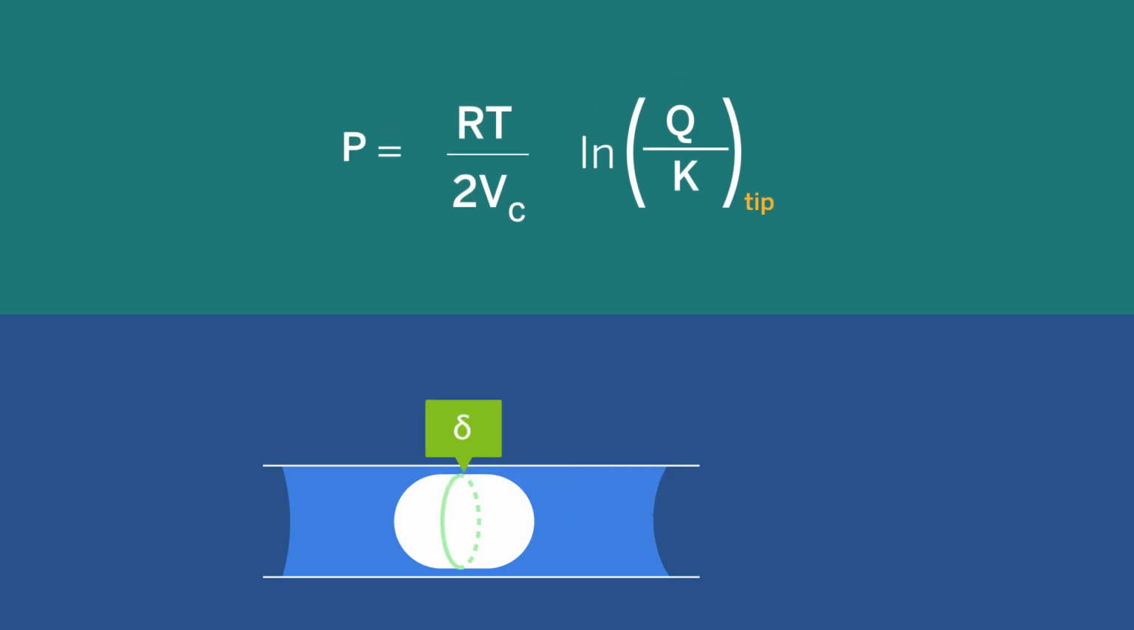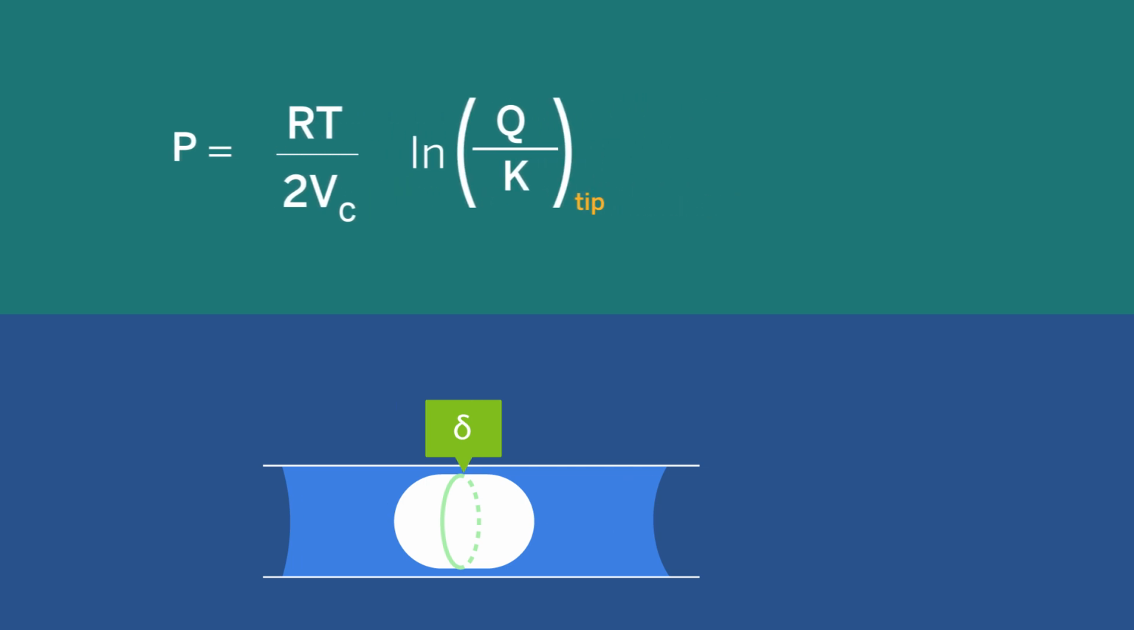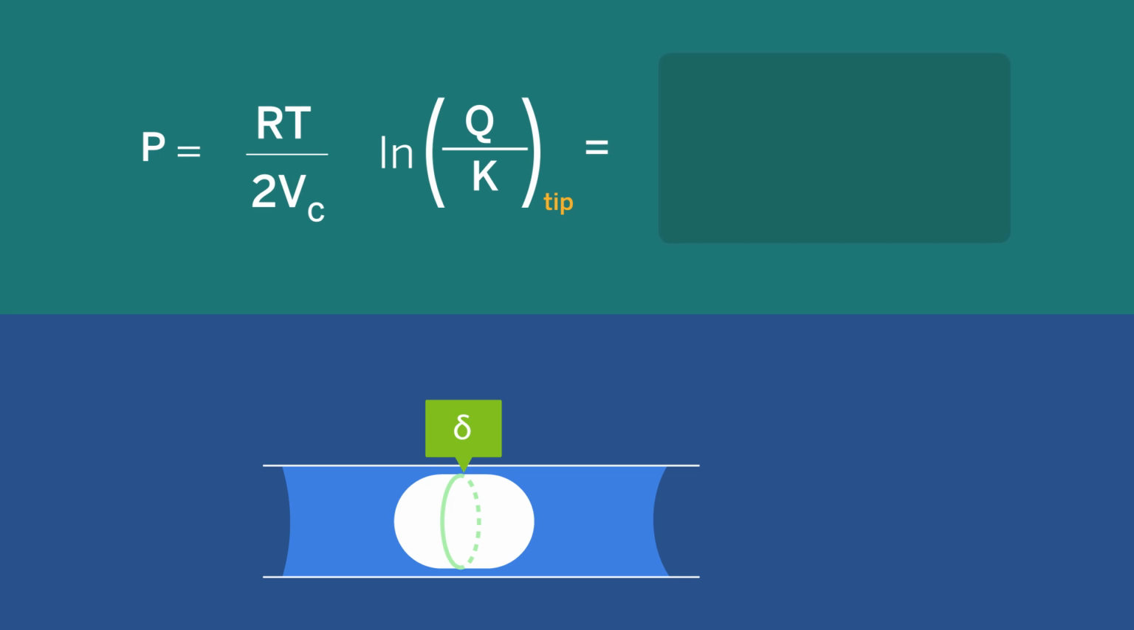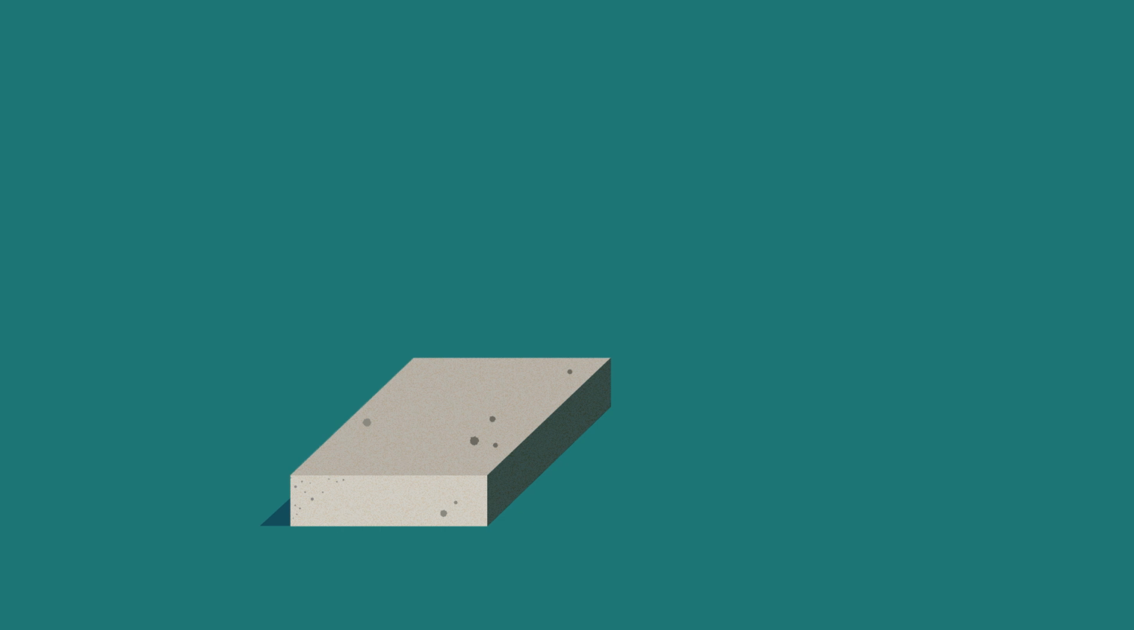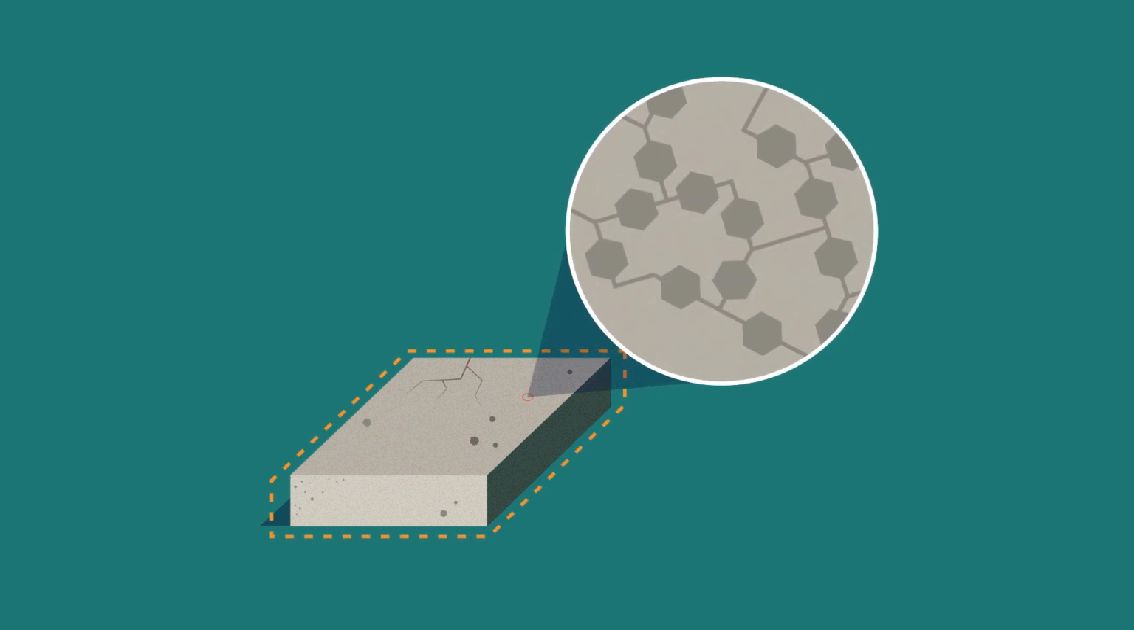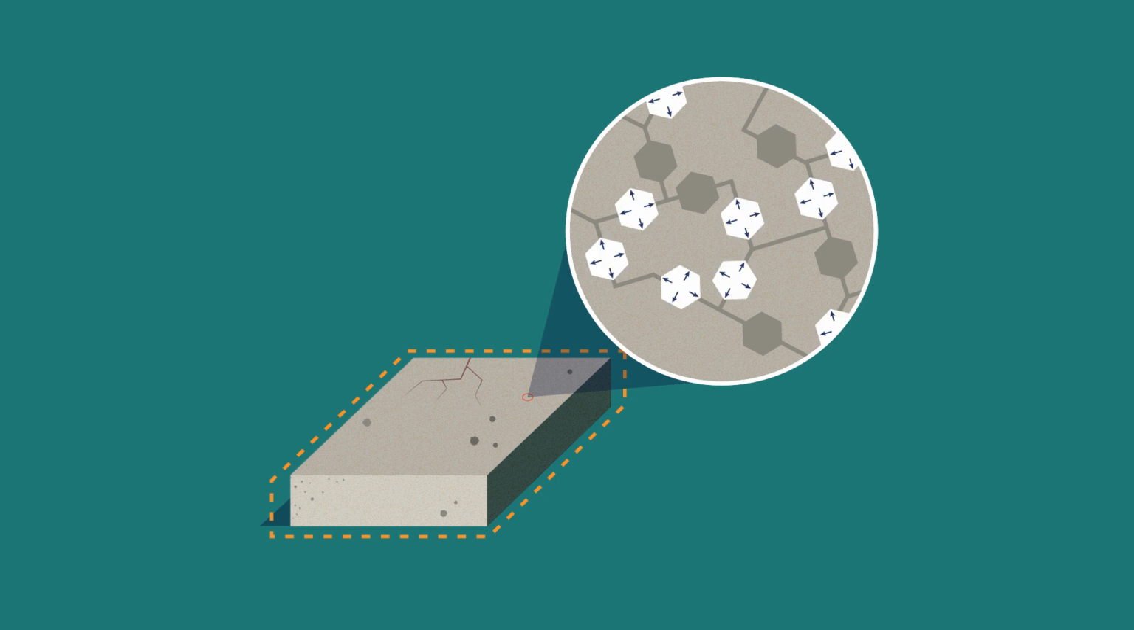This pressure can also be expressed in relation to the pore size of the connecting channels. Substituting our previous expression for the supersaturation at the tip, we get that P equals RT over 2 VC times 2 gamma CL VC over RT times (RE minus delta), which simplifies to gamma CL over (RE minus delta). Importantly, the macroscopic stress in the body does not require all the pores to be filled with salt, but that stress is proportional to the fraction of the porosity occupied by crystals exerting pressure.